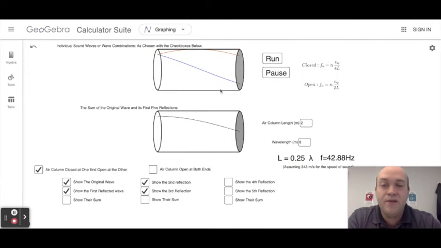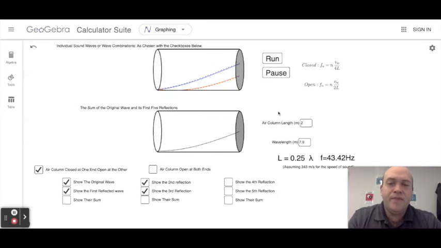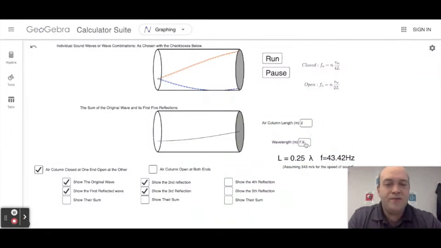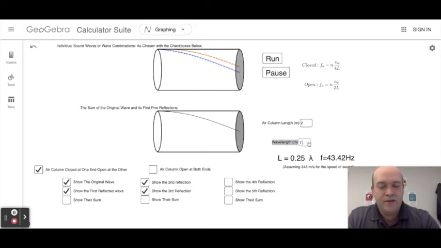My incoming waves and my reflections are overlapping each other, which is resulting in this standing wave down here, where I've got the node at one end and the antinode at the other end. Okay, so if I change that even a little bit, if I go 7.9 and run it again, I'm no longer exactly on the fundamental frequency, so you can see these waves are off by just a little bit, and my standing wave doesn't quite go all the way.